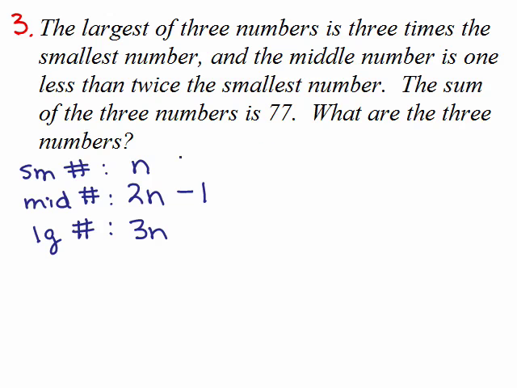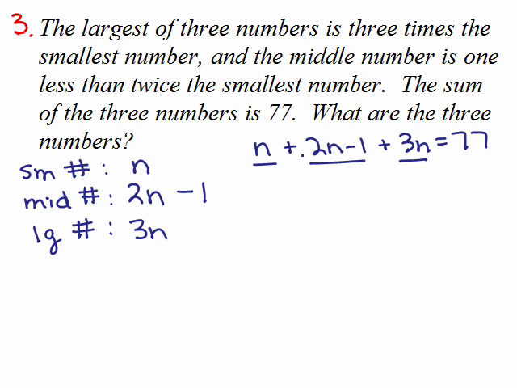Next, I need to state the equation. It says the sum of the three numbers is 77. That means if I add the three numbers, I should get 77. So we're going to add the smallest, the middle, and the largest. So we've got the small number, which is n, plus the middle number, 2n minus 1, plus the third number, the largest number, which is 3n, is equal to 77. So you can see the first, the second, the third, the smallest, the middle, the largest.